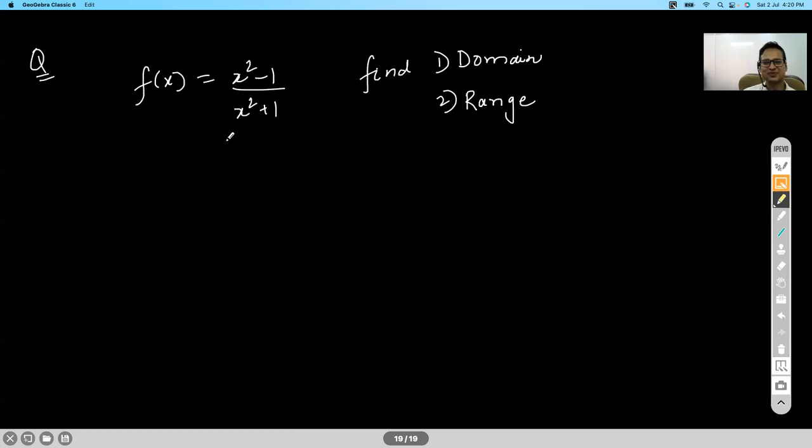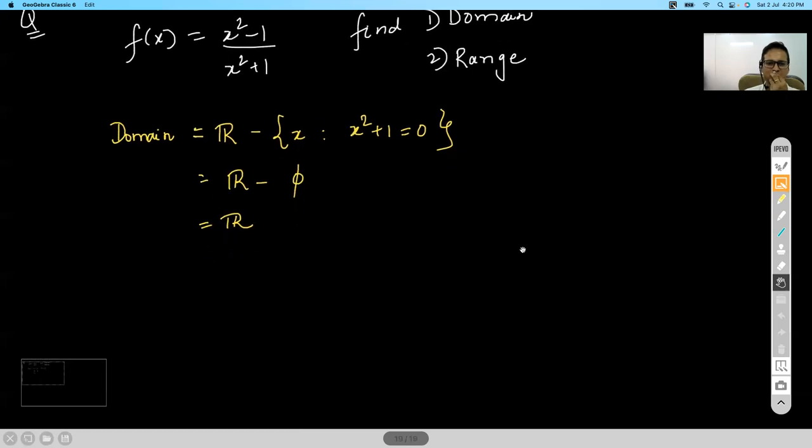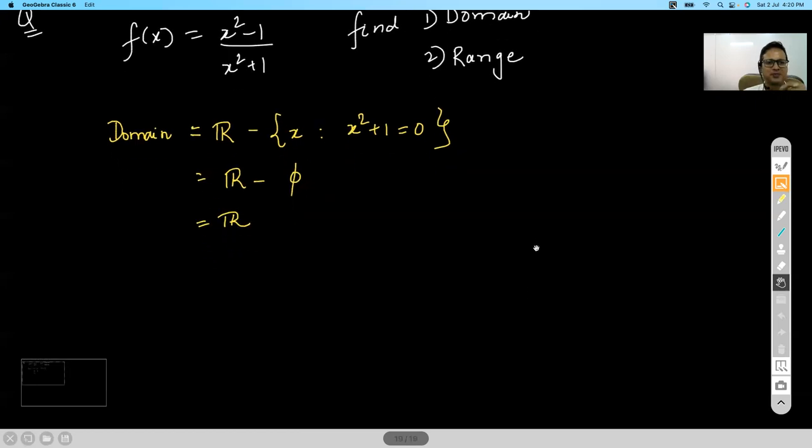Anyways, let's check. So first of all, domain. What's the domain? Domain will be all real numbers except those x for which the denominator would become zero. But you know for sure that there is no real x for which x square plus 1 will become 0. So you end up excluding nothing from R. So your answer is actually R. Correct.